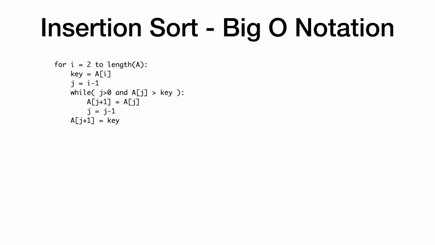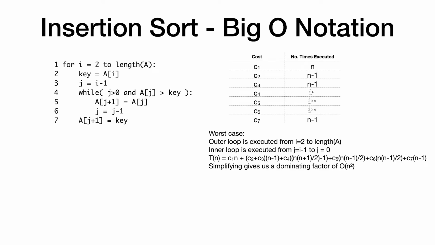Let's now take a look at working out the big O for insertion sort. To make our lives easier, on the left-hand side, I've added line numbers to the pseudocode. And on the right-hand side, we have a table that shows the cost of executing each line of code and the number of times each line is executed. So, for example, C1 corresponds to the cost of executing line 1, and we can see that it's executed n times. C2 corresponds to the cost of executing line 2, and it is executed n minus 1 times, and so on.